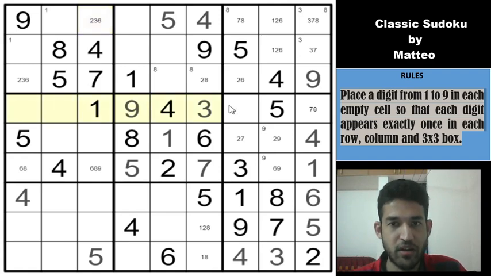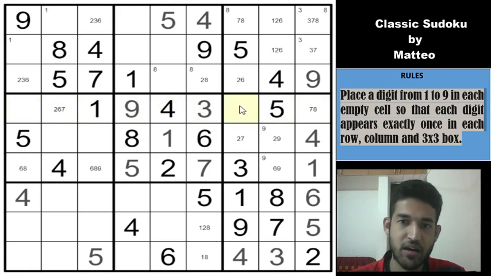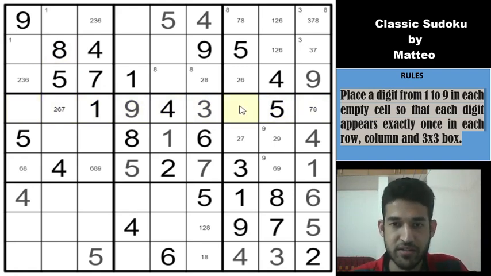So let me look at row 4, 1, 3, 4, 5, 9. So remaining must be 2, 6, 7 and 8. So 8 is here, which means this is 2, 6 and 7. And these two cells can be anything from 2, 6, 7 and 8. The Sudoku seems to have become slightly harder now.